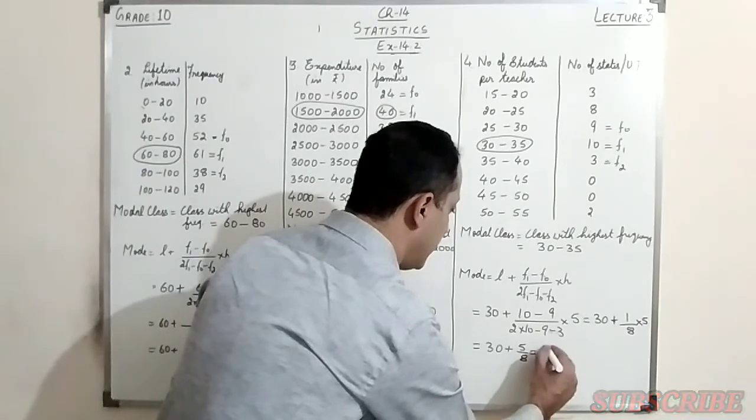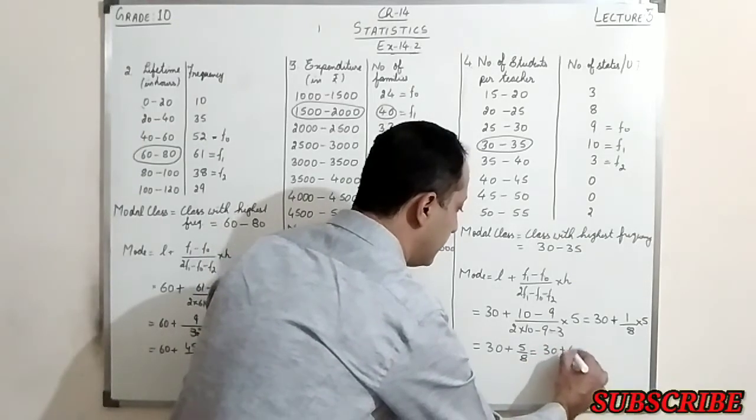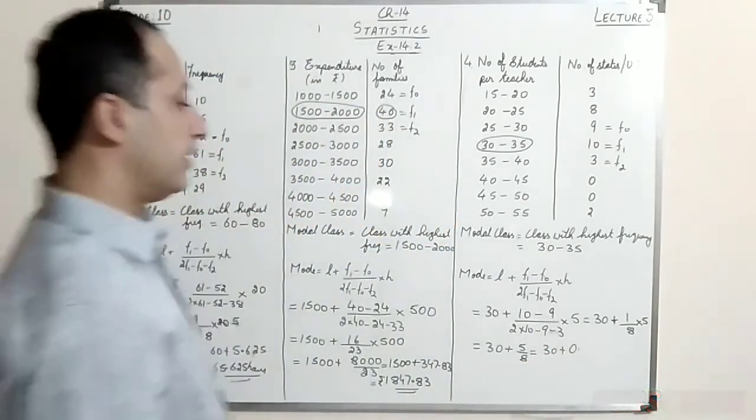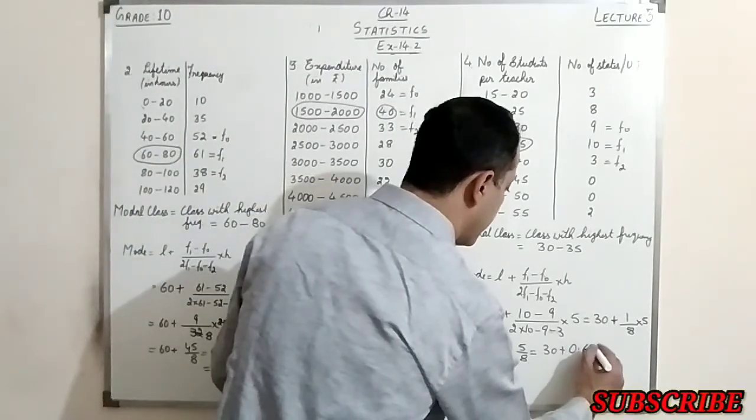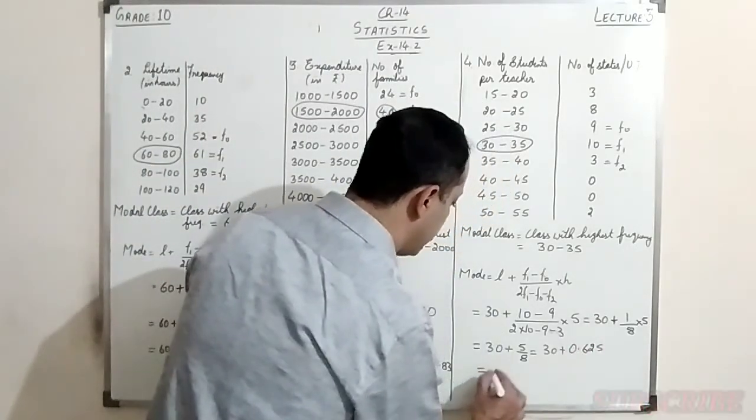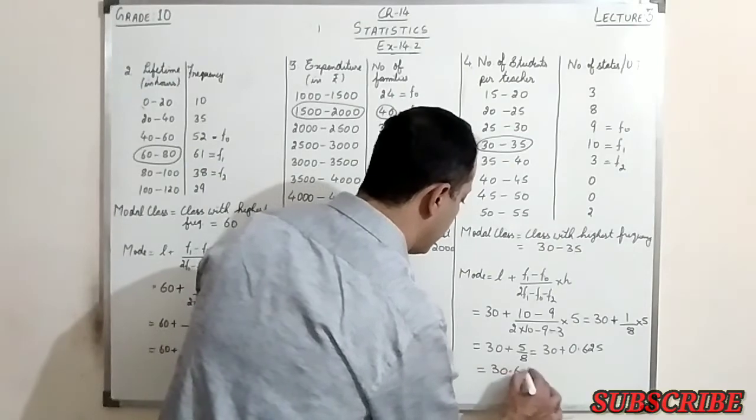Let's divide this 5 by 8. So this will be 0.625. So we get the answer as 30.625.